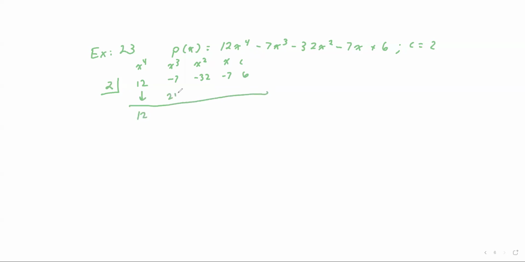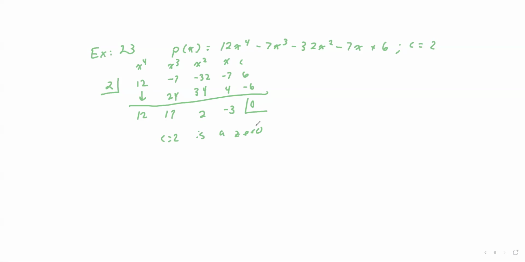2 times 12, 24. 24 minus 7, 17. 2 times 17, 34. Negative 32 plus 34 is 2. 2 times 2 is 4. Negative 7 plus 4, negative 3. 2 times negative 3, negative 6. 6 plus negative 6, 0. This means C equals 2 is a 0, or a factor, however they want you to answer that.